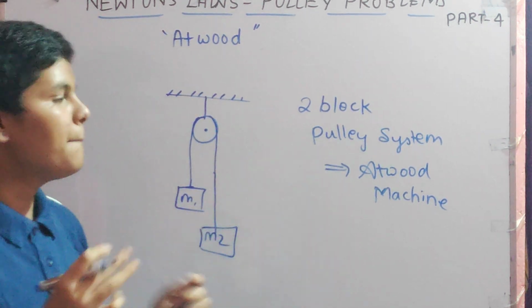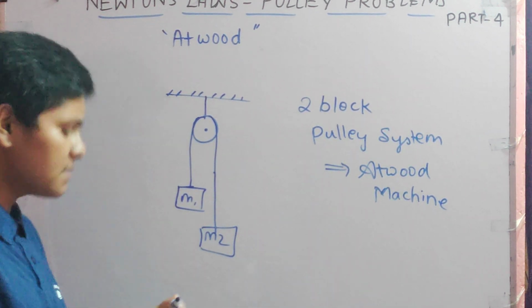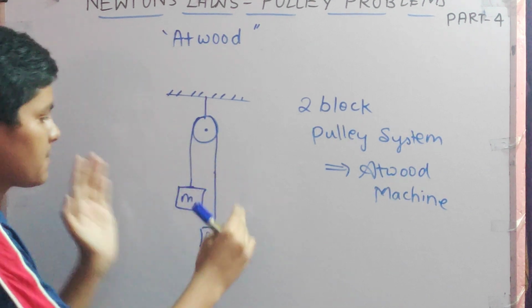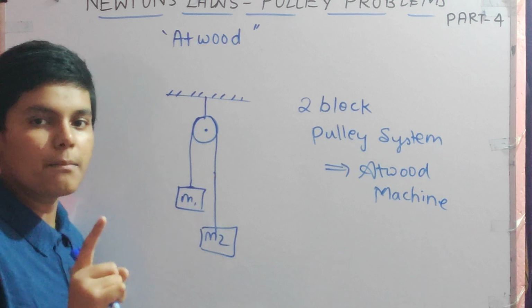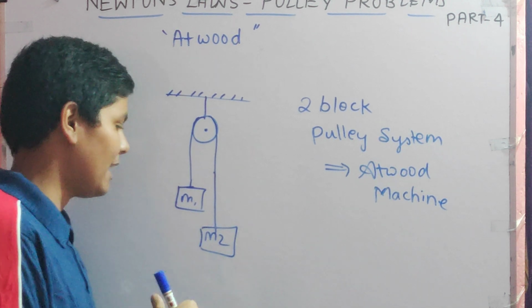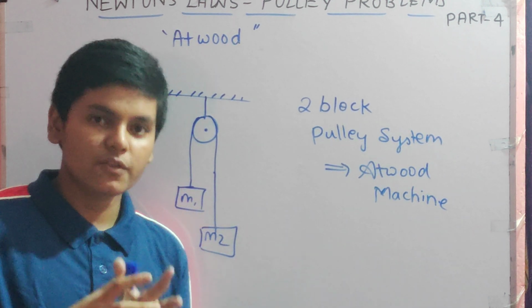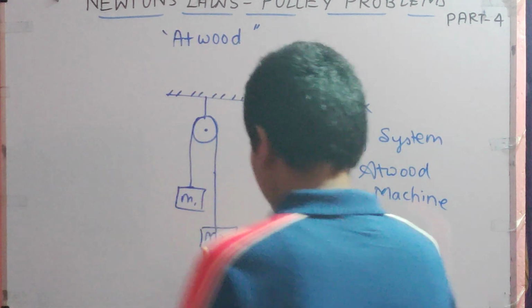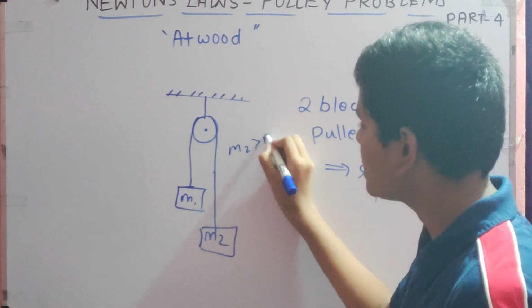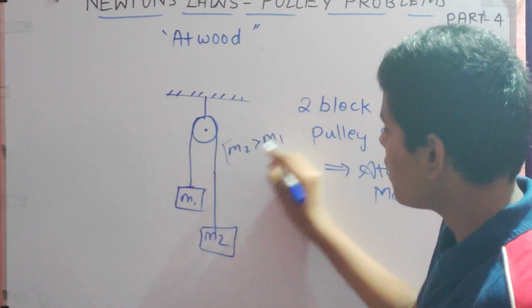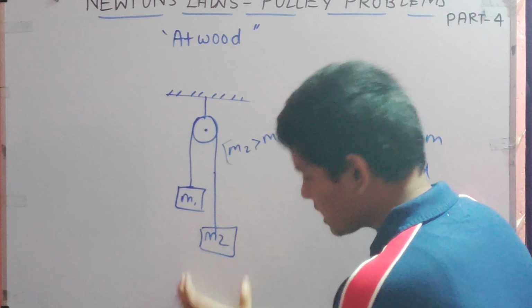Now what happens in this? In this kind of problems, basically in this specific case, M1 or M2, any one mass will be heavier and the other mass will be lighter. So due to the force of gravitation, the heavier block comes down. So suppose M2 is greater. If you assume M2 is greater than M1, what will happen? The heavier block will start coming down.